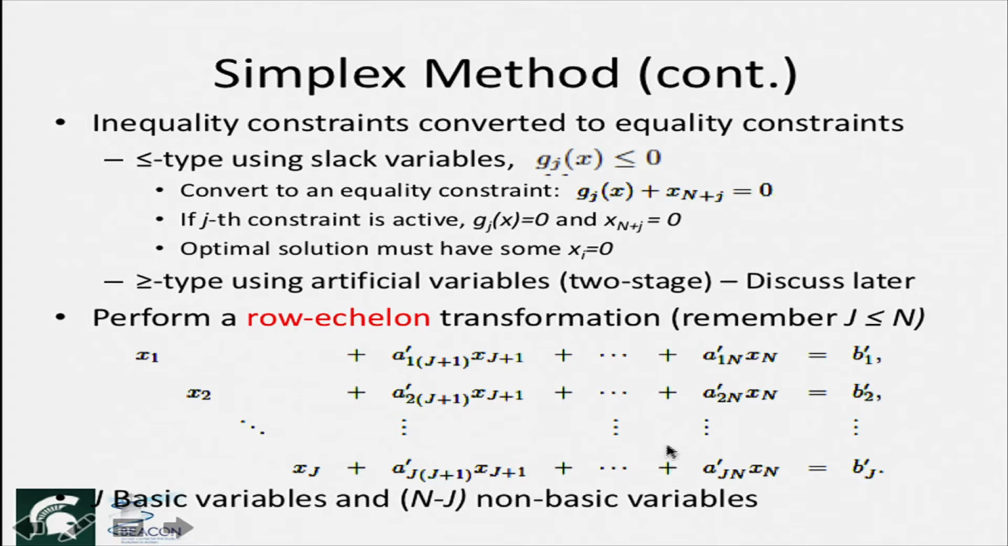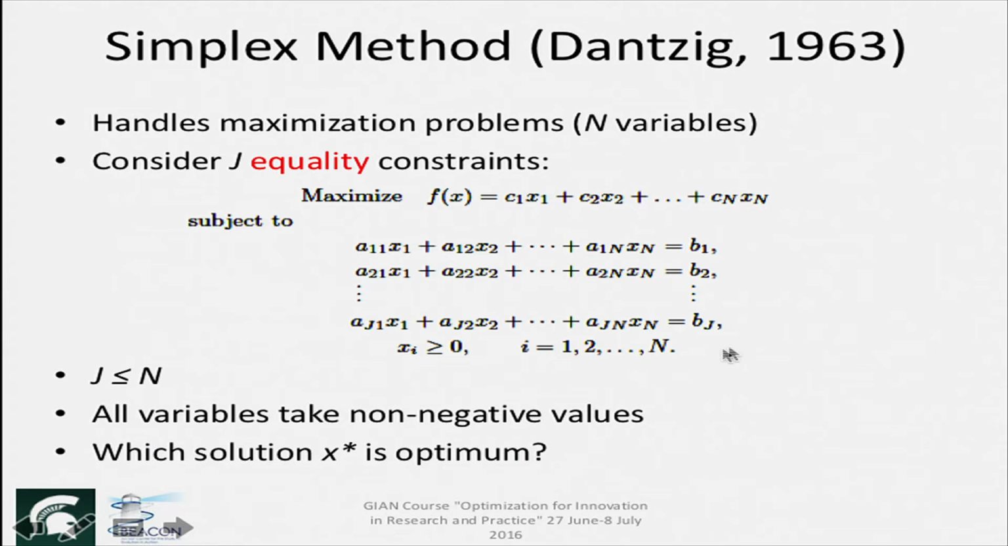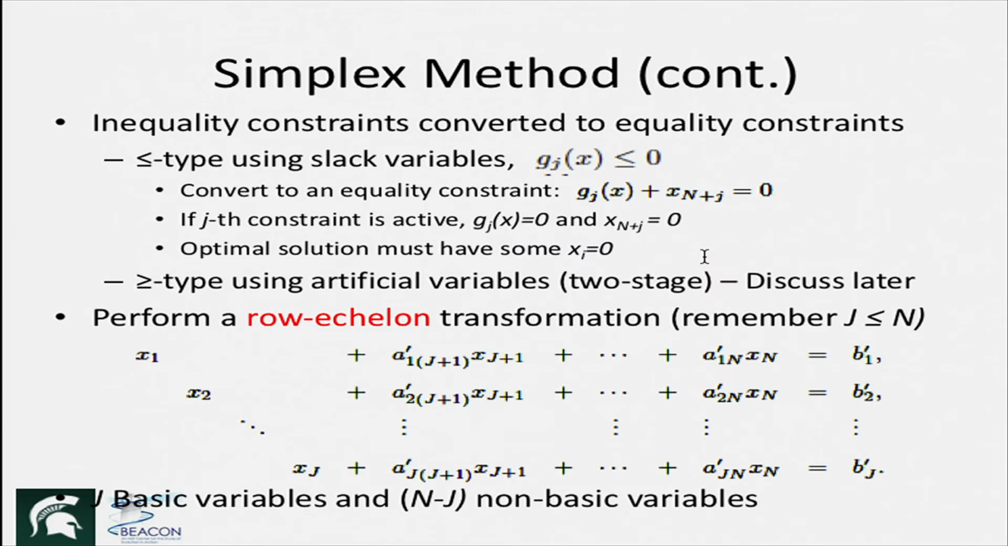Once you have converted that, you have a situation like this again, right? Everything is now an equality constraint. The number of variables here is not just n, it is n plus j. The number of constraints remains the same, j, but the number of variables has become n plus j. Now, before you proceed with the algorithm, you need to first choose two sets of variables. One set you call basic variables, the remaining variables are called non-basic variables.